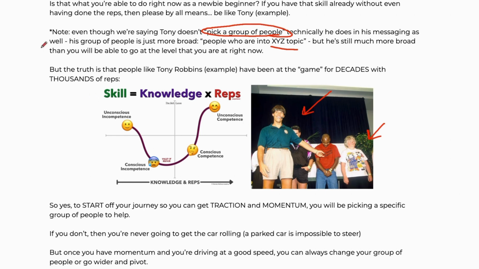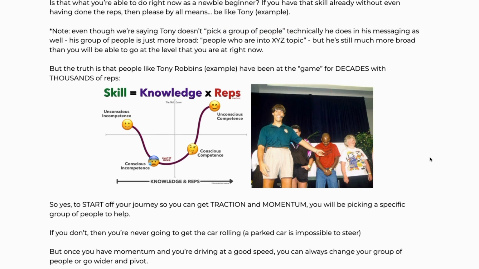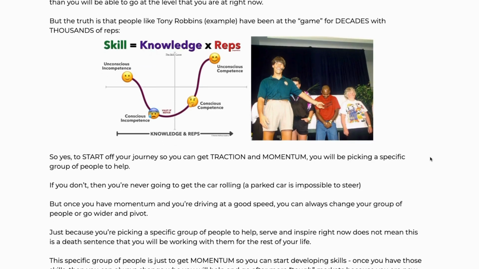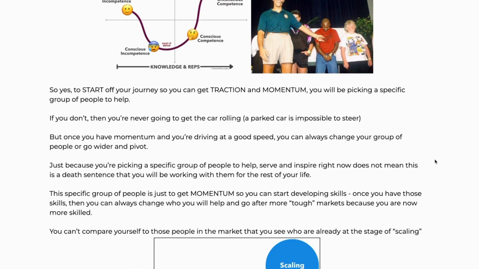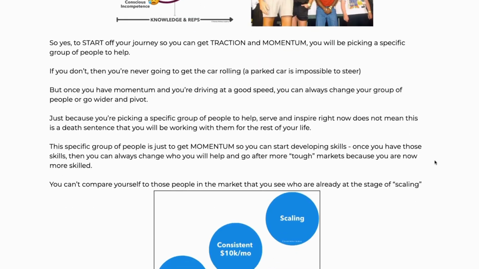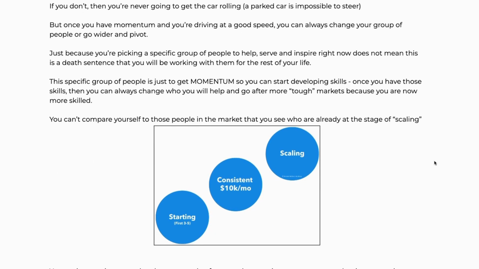And so yes, you are going to have to start off the journey and get traction and momentum by picking a group of people. And if you don't, the truth is that you're never actually going to get your car rolling, right? Because it's impossible to steer a parked car. But once you have that momentum, once you're driving at a good speed, then of course, remember, you can always change your group of people. You can always go wider. You can always pivot, right?